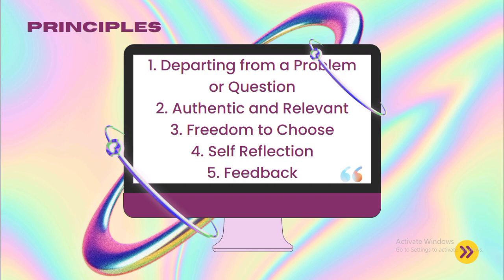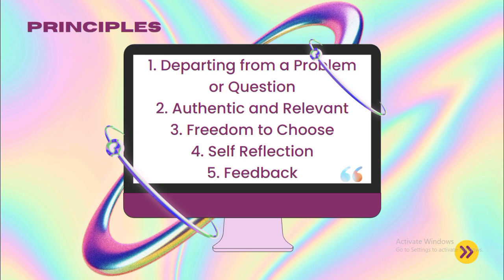The principles are: first, departing from a problem or question. This learning model always starts with a problem or question. This problem must then be solved or resolved by students. Second, authentic and relevant. The project that students work on must be relevant to problems that exist in the real world or students' experiences. That's why students can connect and use the knowledge they get during learning to solve real-world problems.